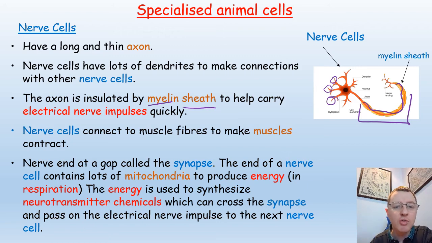The nerve cells can also connect to muscle fibers, which will help the muscles contract, and these nerve endings here will be able to connect one nerve cell to many muscle fibers and many muscle cells.